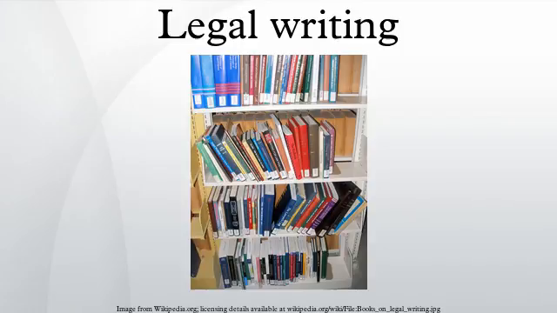Distinguishing features. Authority: legal writing places heavy reliance on authority. In most legal writing, the writer must back up assertions and statements with citations to authority. This is accomplished by a unique and complicated citation system, unlike that used in any other genre of writing.